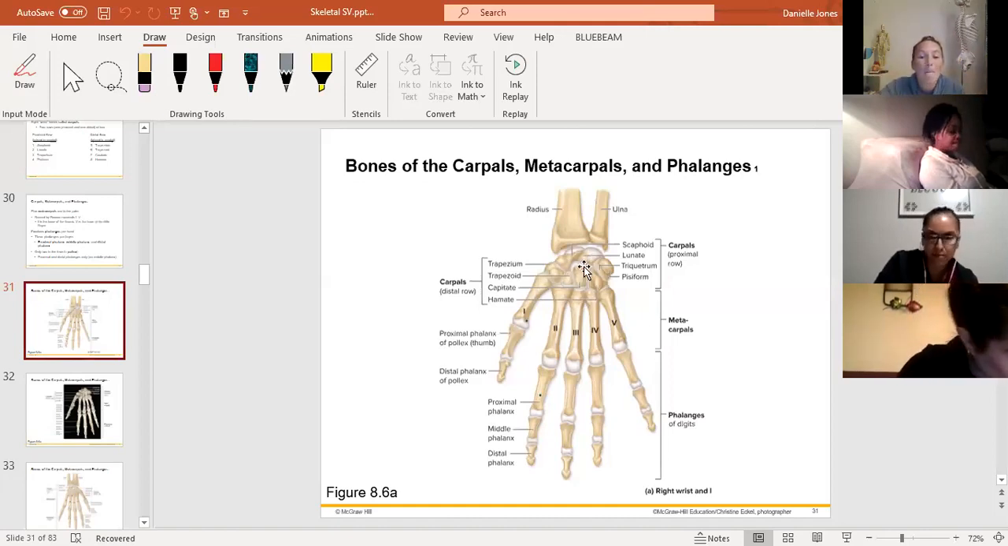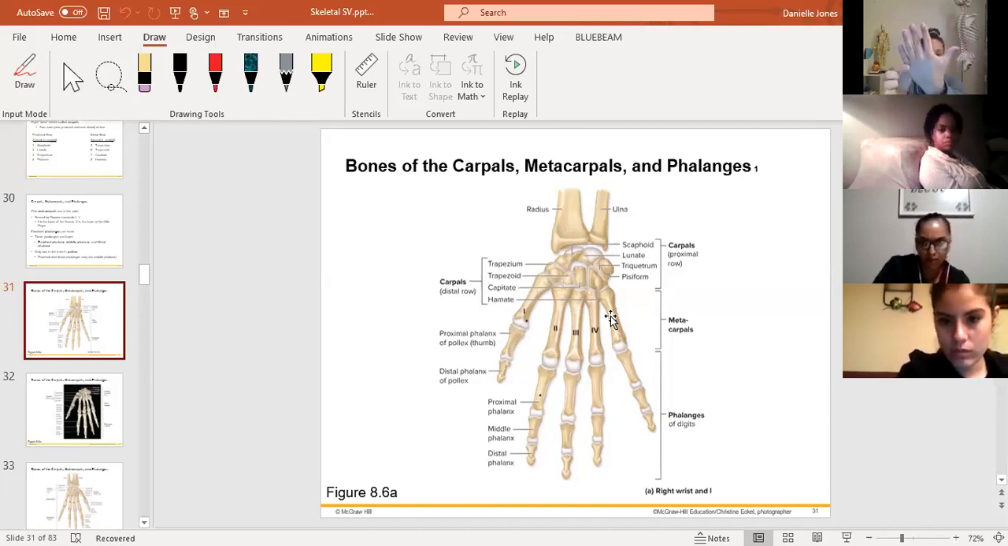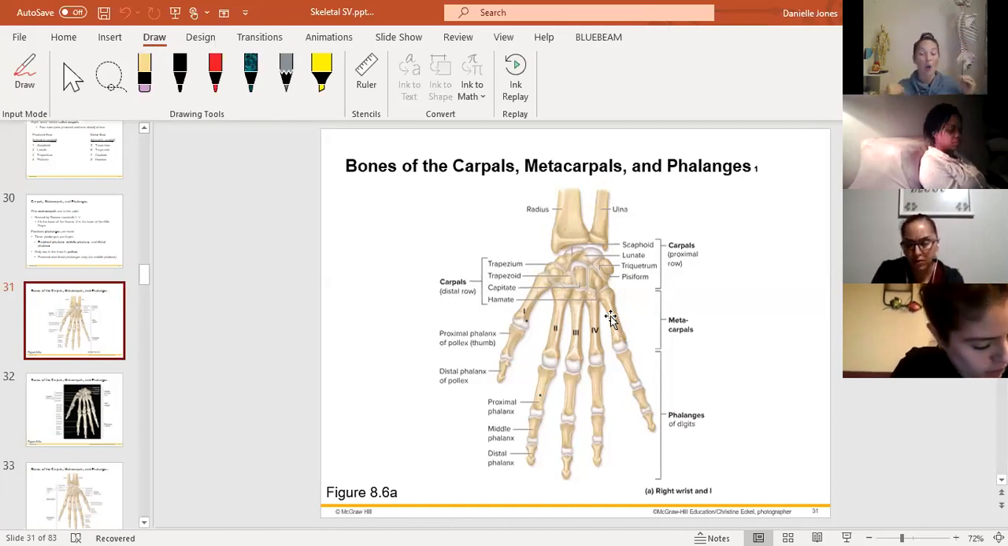Then we have metacarpals. The metacarpals you can feel on the back of your palm. Feel it. You can feel those bones, those long bones right here. Those are your metacarpals. Again, carpals and metacarpals, we drive a car with our hands.